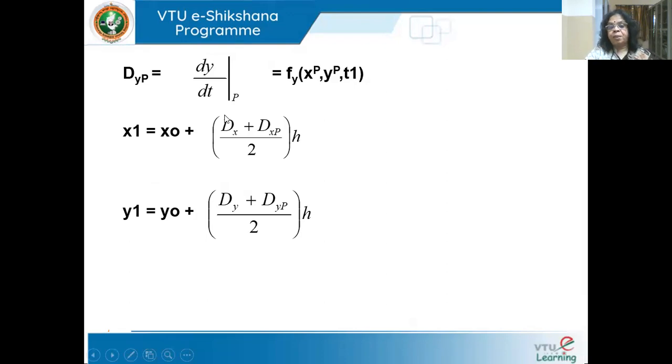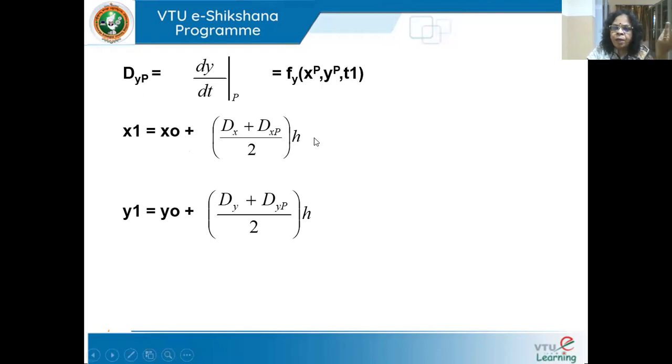Then I update my values of x1 and y1. That is, x1 is the value of x at the new time, that is the next time step. So that is x naught, the old value, plus the average of the two differentials into h. h is nothing but delta t, the time step. Clear?